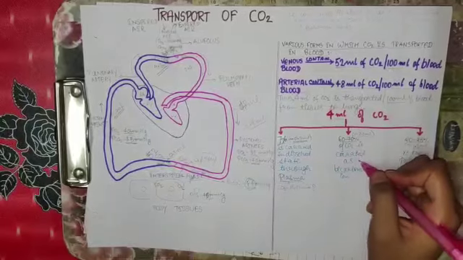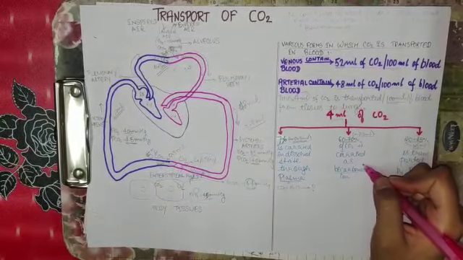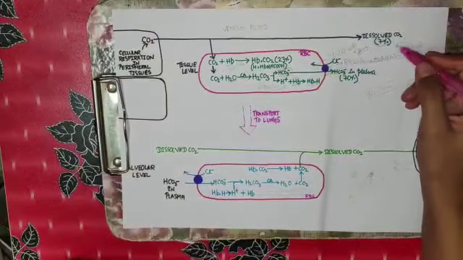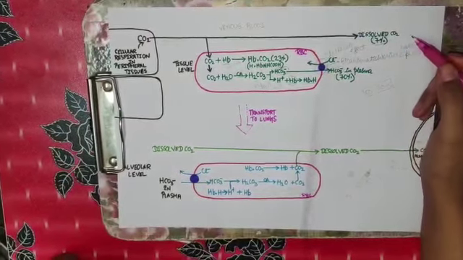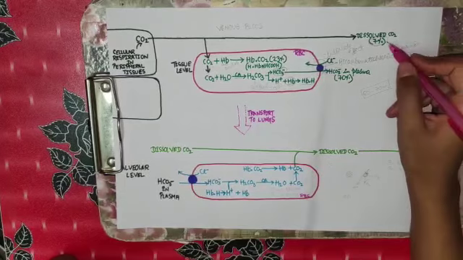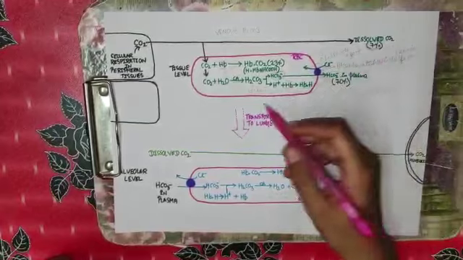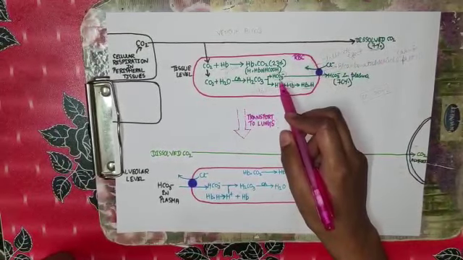Now next I will explain how 60 to 70% is carried as bicarbonate ion. So next, moving on to the second form in which CO2 is transported. First, I explained this in dissolved form, that is 7%. Next, it is in the form of bicarbonate ion.